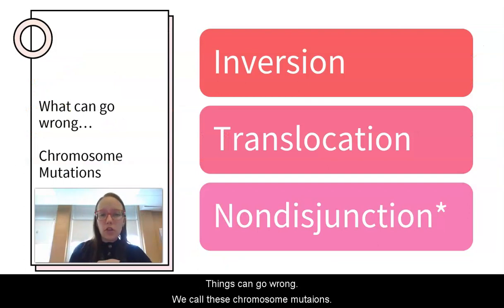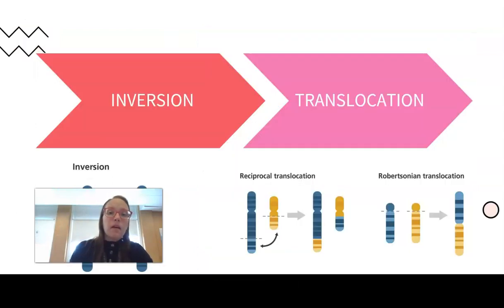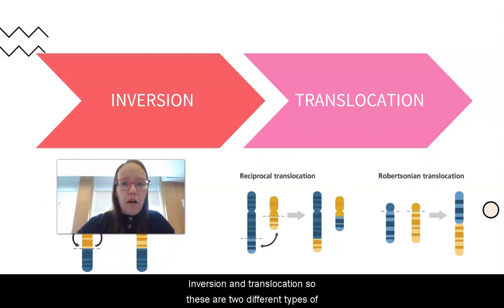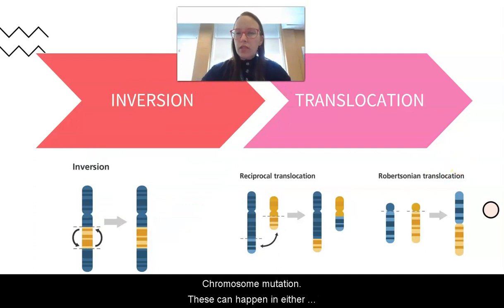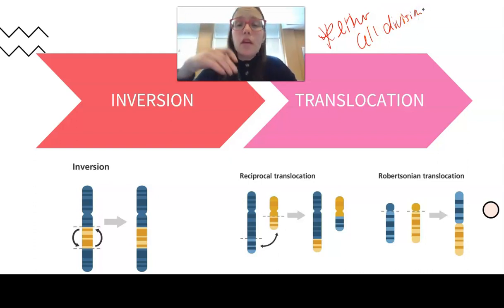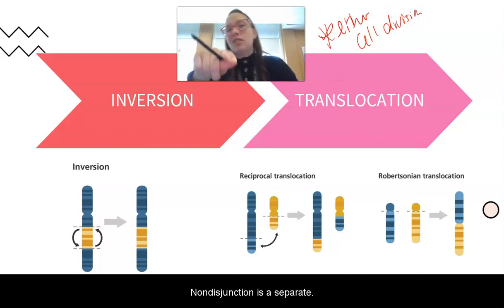Sometimes things can go wrong. We call these chromosome mutations. Inversion and translocation. So these are 2 different types of chromosome mutations, and these can happen in either mitosis or meiosis. So either cell division, these can happen in. Non-disjunction is a separate, and we'll talk about that in a second.